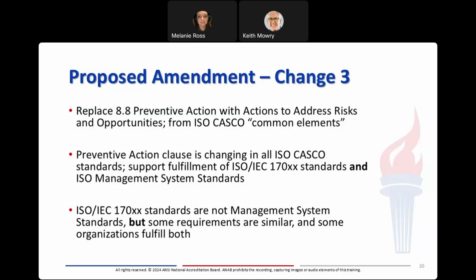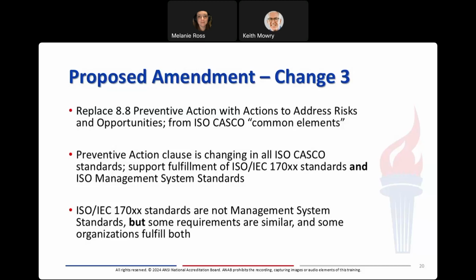And we're going to talk about the common elements here in a moment, but the preventative action clause is changing because ISO CASCO wants to support organizations that fulfill the 17000 series standards, and they also choose to fulfill ISO management system standards. And so we want to create parallels wherever possible between those two standards. Now, ISO IEC 17000 standards are not management system standards. They're very different, but some requirements are similar, and some organizations do fulfill both types of standards, so it's appropriate to make the parallels in them when we can.